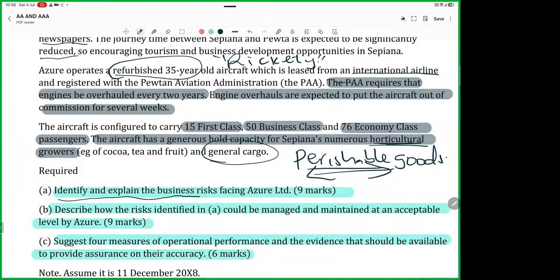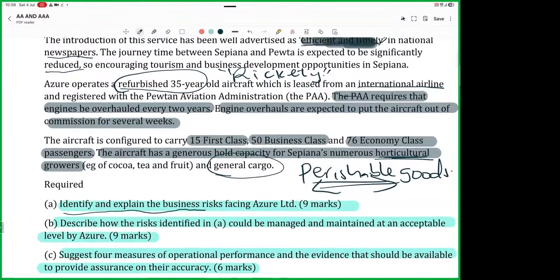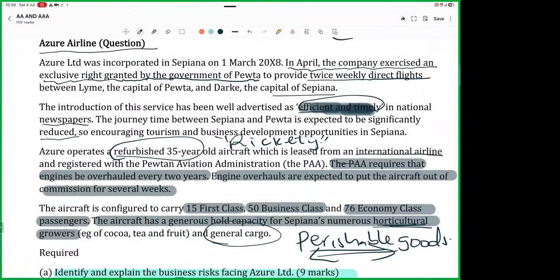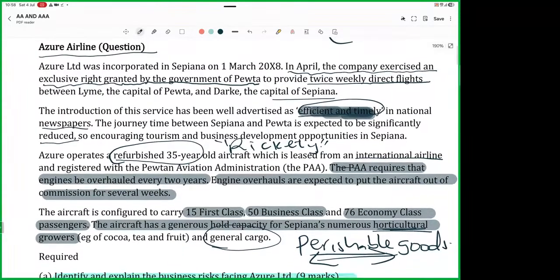So they want me to identify and explain the business risks facing Azua Limited for 9 months. Ladies and gentlemen, let's see whether you are in a very good place to explain at least 5 of them. At least 5 of them. I would want to hear from you. Yes, the risks.